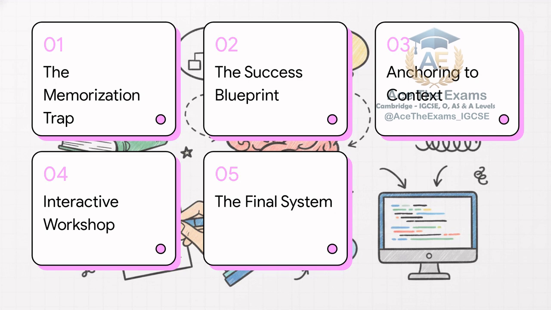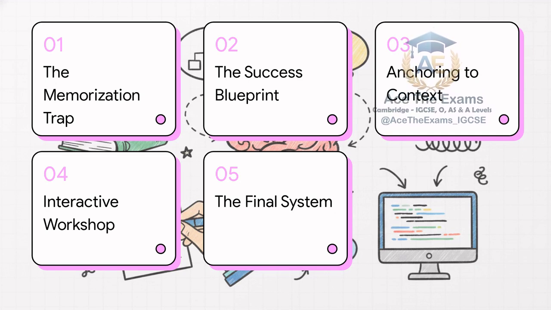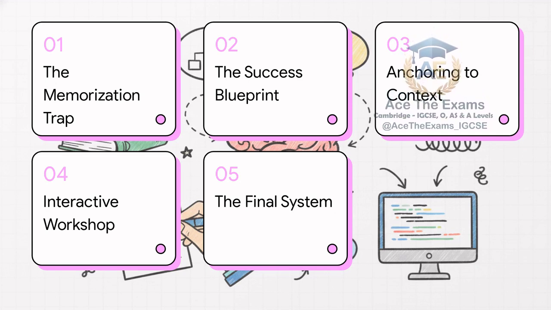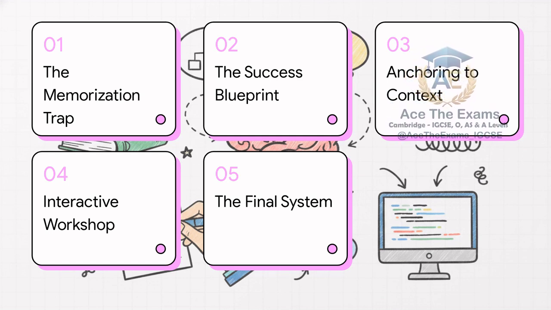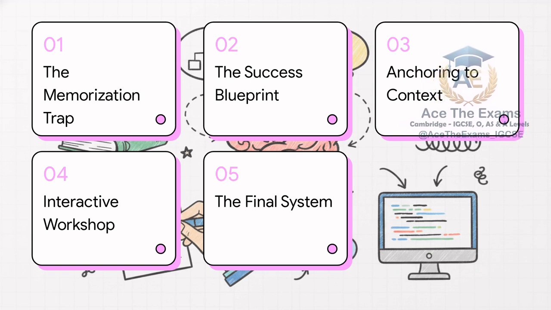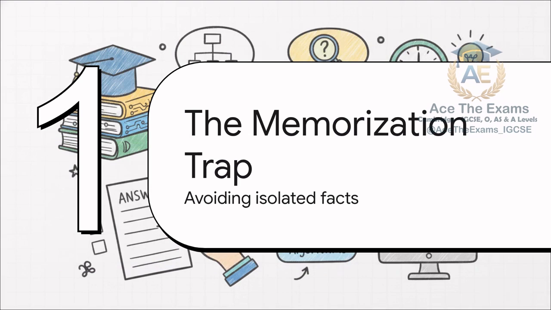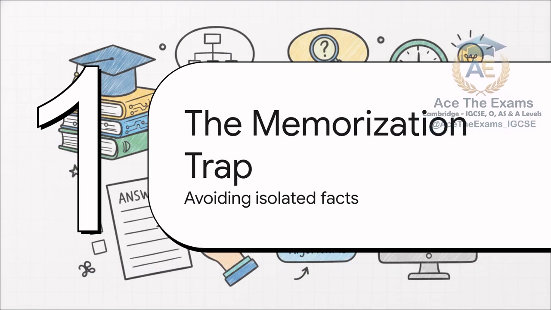Here is our roadmap for today's explainer. We'll kick things off with the memorization trap, move right into our success blueprint, cover anchoring to context, dive into a fast-paced interactive workshop, and finally, wrap up with the final system. Let's get to it. Starting with Section 1, the memorization trap.